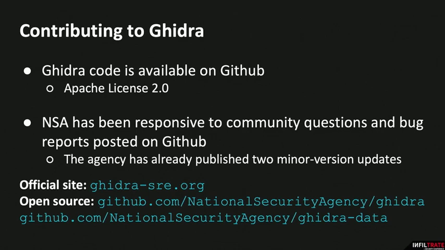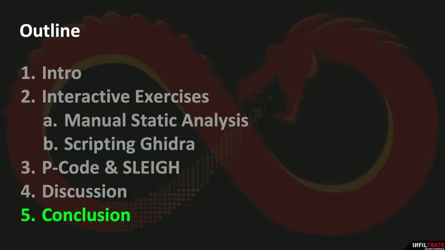In terms of contributing to Ghidra, the code is available on GitHub under Apache License v2, and you can check out NSA's official website for the tool. There have been a number of Twitter accounts and things that have come up that are kind of unofficial. As far as I can tell, the only official resources are GitHub/NationalSecurityAgency and GhidraSRE.org. And the agency, in the 2 months since the tool has been released, has already released 2 minor updates. So they do seem to be maintaining this tool, responding to community questions and pull requests and things like that on GitHub. So that just about wraps us up.